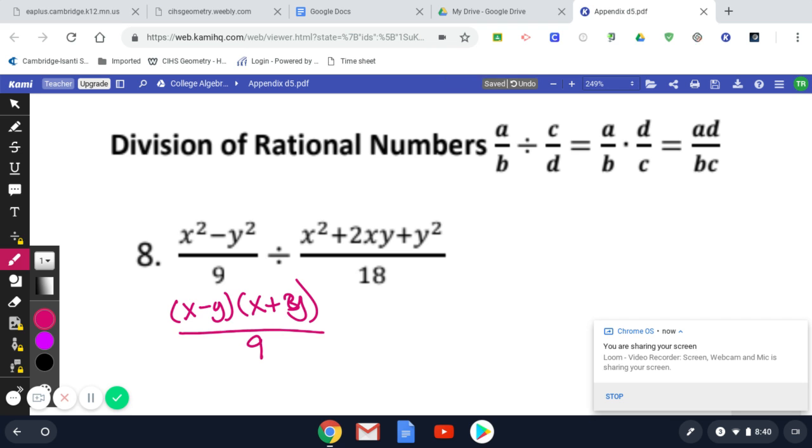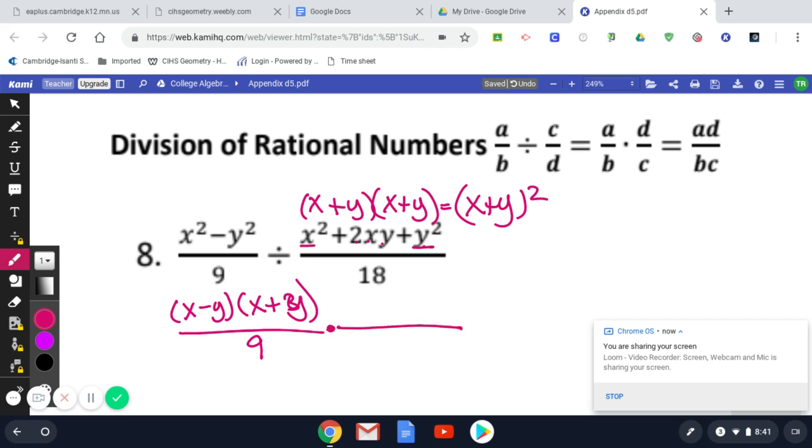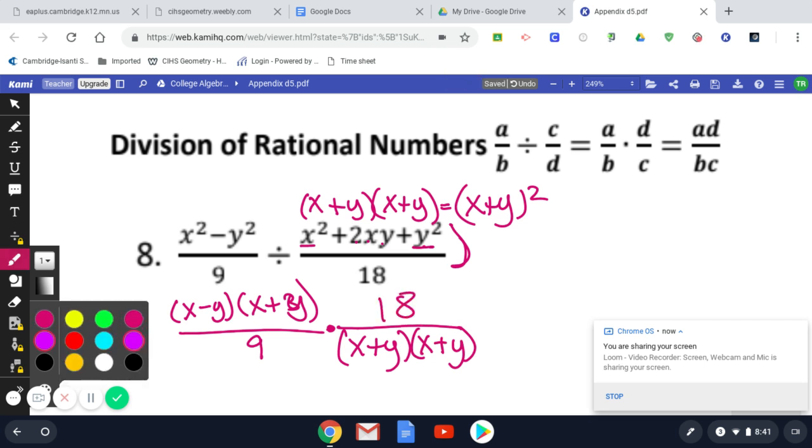On the bottom here, or this top here, do you recognize that that is going to be x plus y times x plus y, or x plus y squared? Because these are both perfect squares, and this is 2 times each of those. So now I'm going to flip and multiply. So I'm going to flip this second one. So I'm going to put the x plus y on the bottom and the x plus y on the bottom. I'm going to leave it written like this for a minute, just so that you can see that our x plus y's cancel, and our 18 and our 9 will cancel out to be 2.